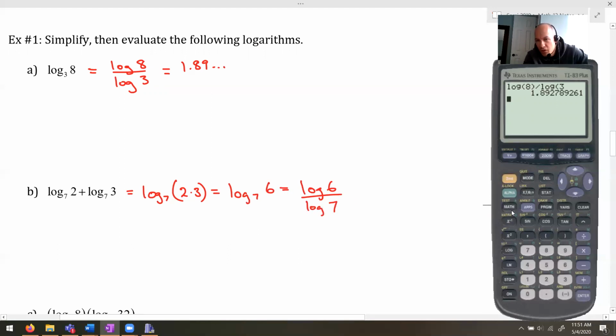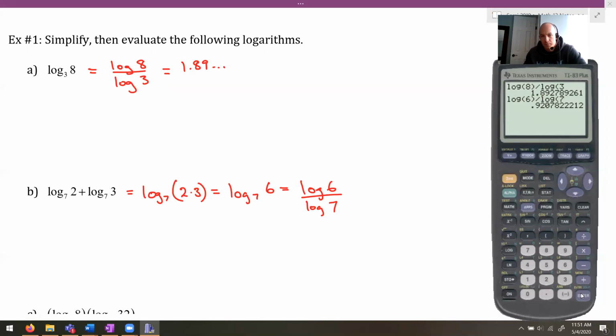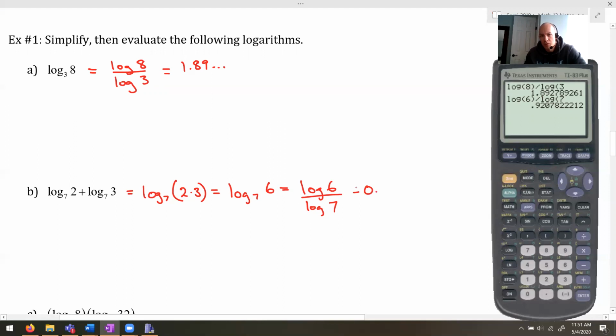So we just jump over here and do a real quick little calculation. Log 6 divided by log 7, and we get 0.92. Again, I don't really care about rounding. Cool beans.